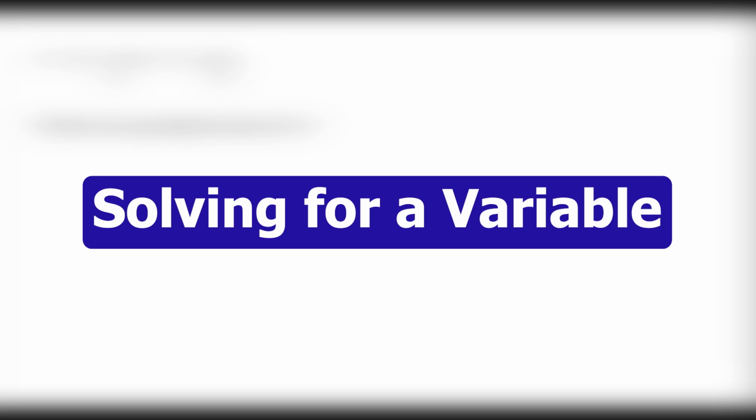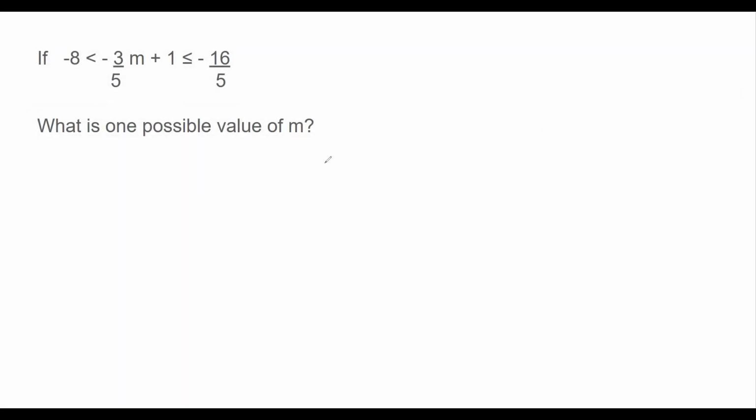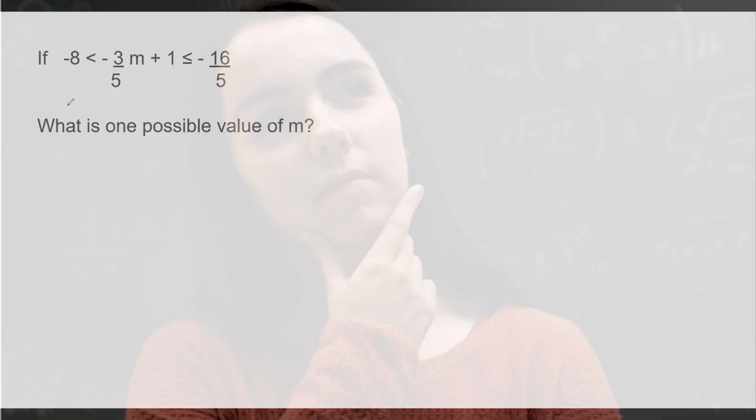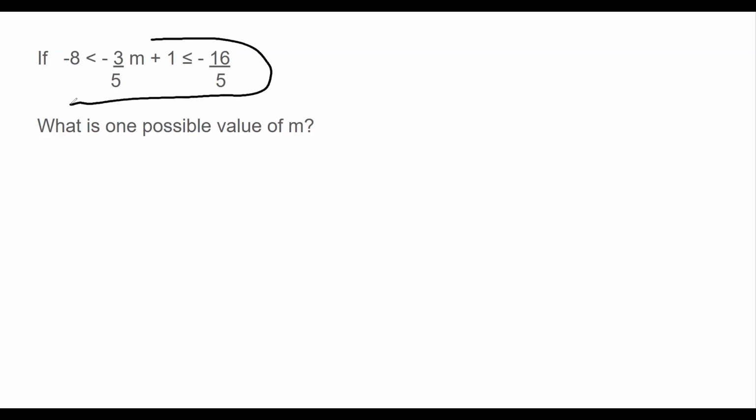All right, this problem, I would say, is a level 3 problem out of 3. This is a hard problem because you have to do so many steps. So let's just break it down. You've got this whole problem, and it wants to know what's a possible value of m. And you might think, well, there must be an infinite number of values, and there's not.